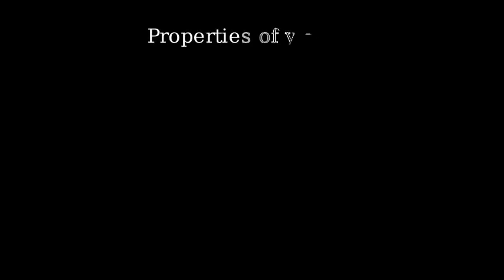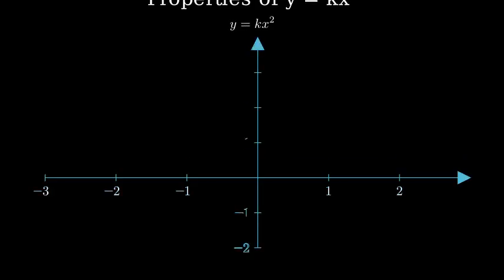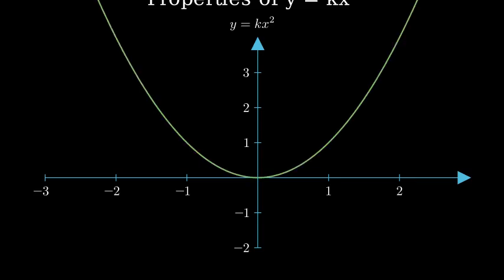Today we'll explore the properties of the quadratic function y equals kx squared, where k is a constant that affects the shape and orientation of the parabola. Let's start by looking at what happens when k is positive. When k equals 1, we get the standard parabola y equals x squared. This parabola opens upward and passes through the origin.